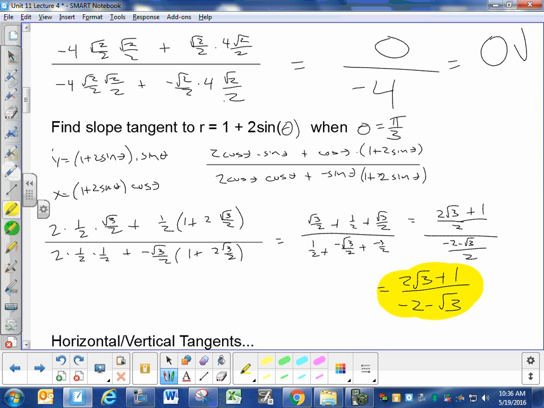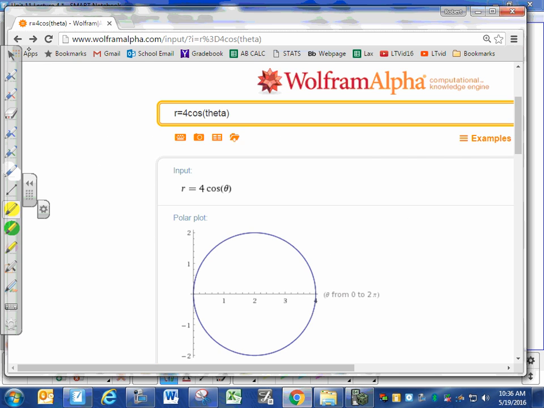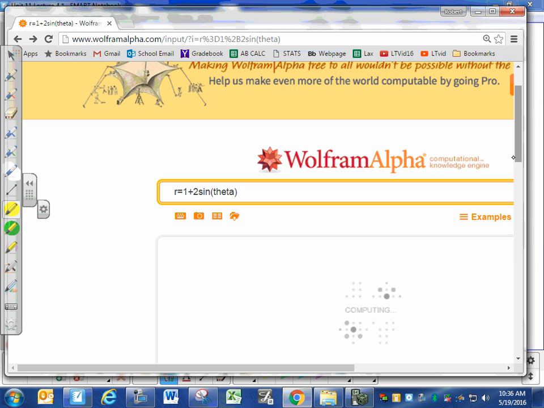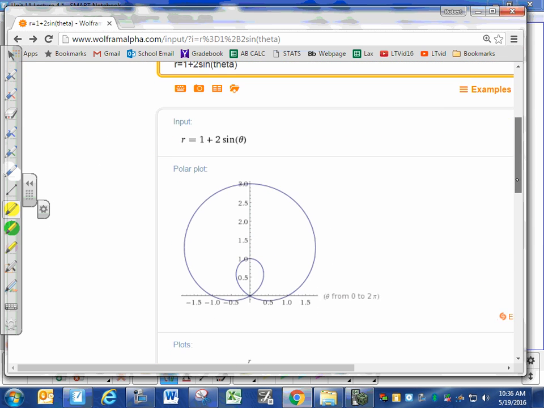Confirm that that's correct. Go ahead and graph 1 plus 2 sine theta. What does that even look like? Look at that. It's even cooler than an oval. It's got a little inside part to it. Now, it's very important to understand how this graph is created.